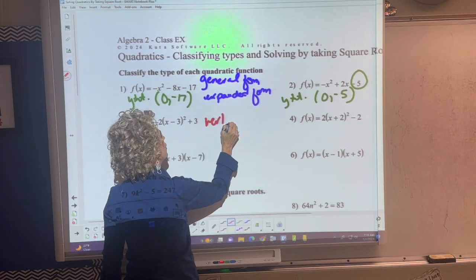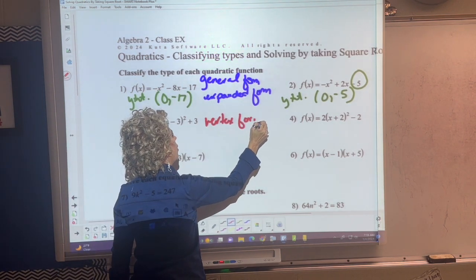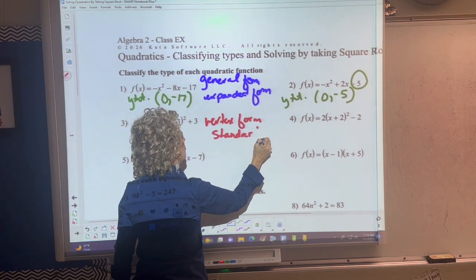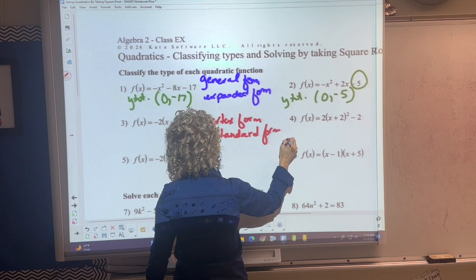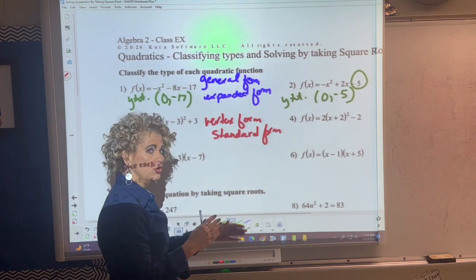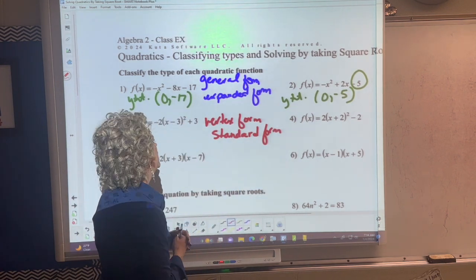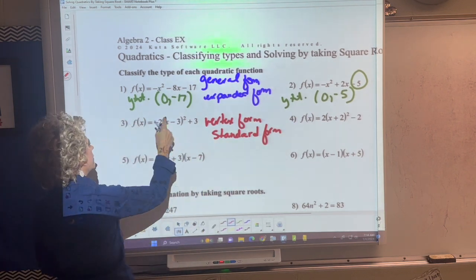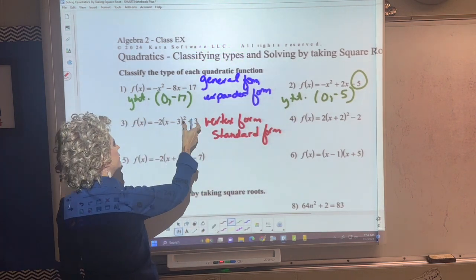This is our vertex form, which is also referred to as standard form. We are going to discuss both forms. Don't put one or the other. Let me know you know it's both, okay? Now, again, with our vertex form, we can talk about, hey, our vertex is (3, 3).